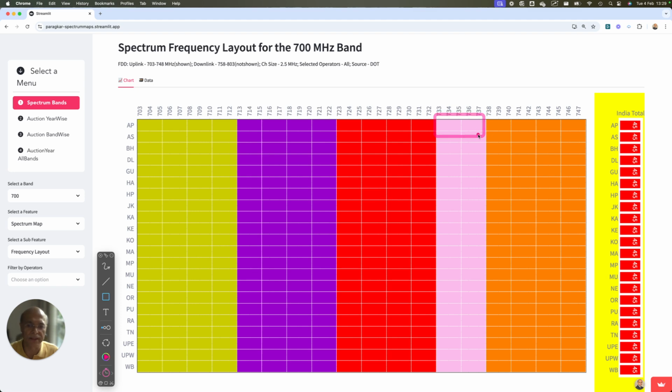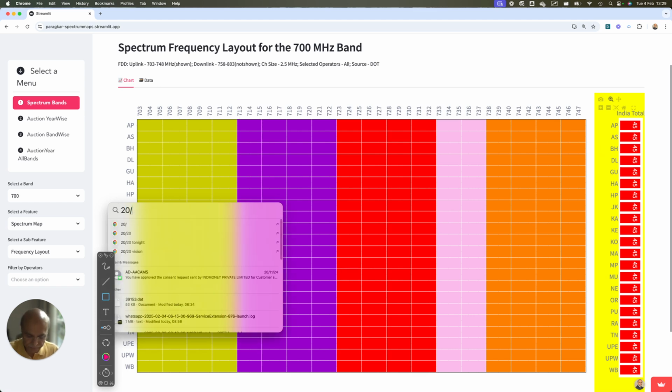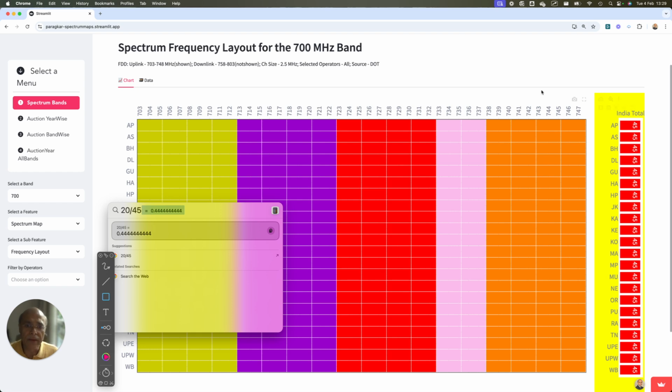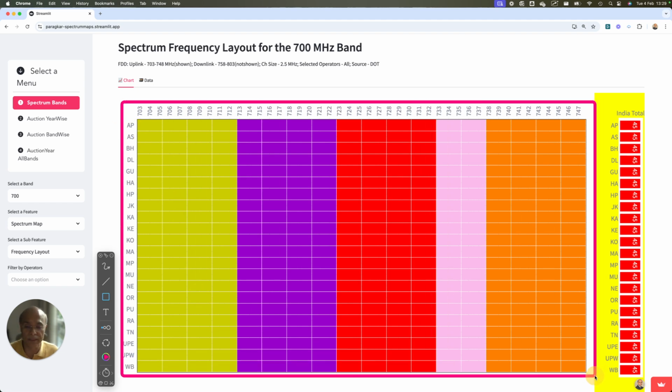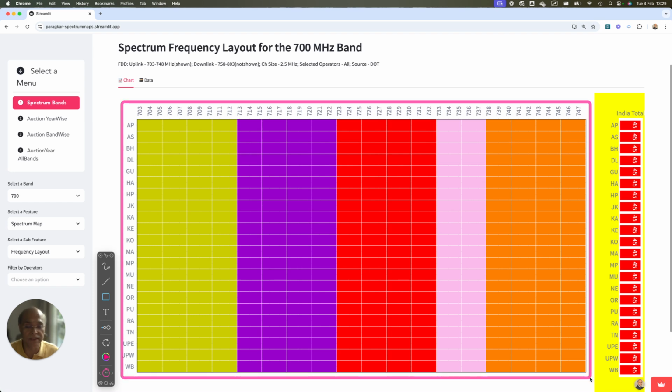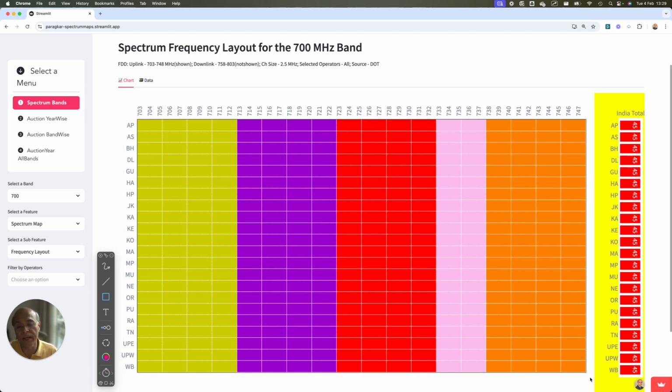Which is 5 megahertz. So the calculation is very simple. 20 divided by 45. So we have got 44% of this, less than 50% of this band is used for commercial mobile operation, and the rest of the spectrum band is used by public sector units. So this is the story of the 700 megahertz band.